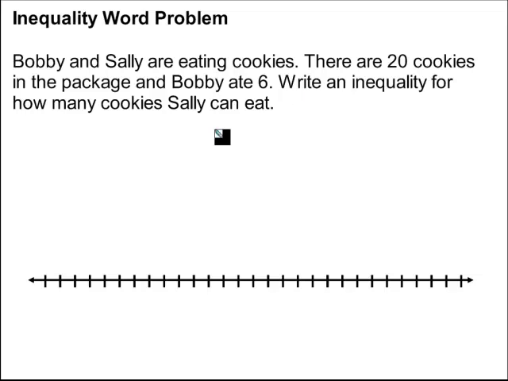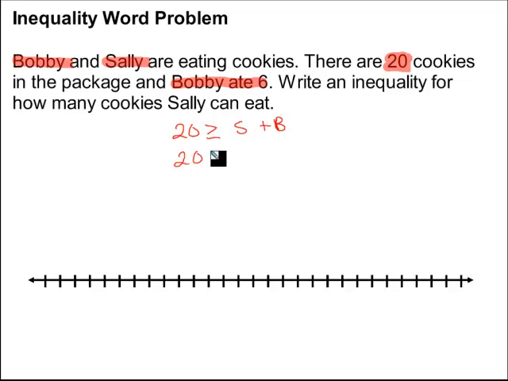Well, let's start off. There's 20 cookies in the package, right? So that's our total. We've got cookies that Bobby is eating, cookies that Sally is eating. And we know Bobby ate 6. All right? So before we even deal with how many Bobby ate, we know that we have 20 cookies, and that's the most anybody's going to eat. And they could eat all 20. So I'm going to say we could have an equal sign there. And let's let Sally equal S and Bobby equal B. Okay, so we got Sally and Bobby here. The cookies they eat have to be less than or equal to 20.